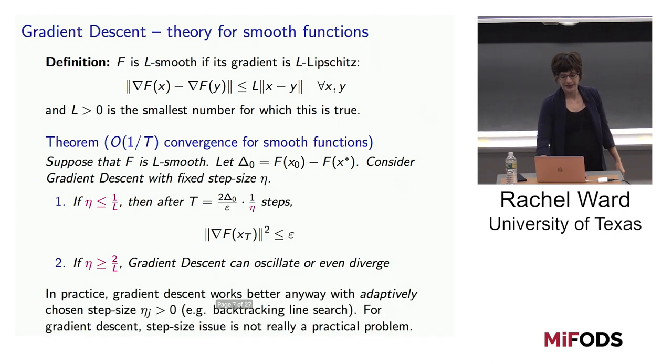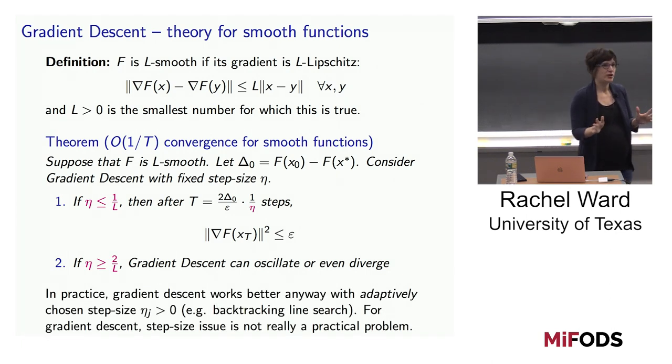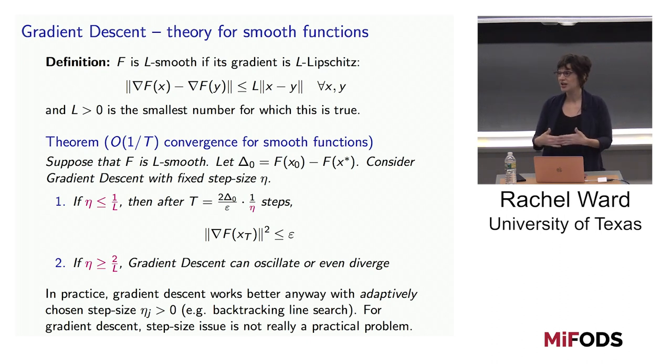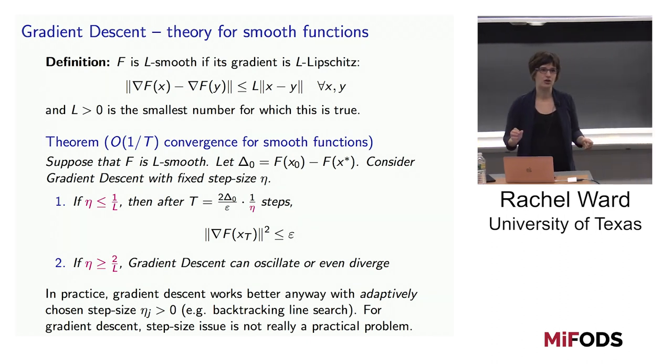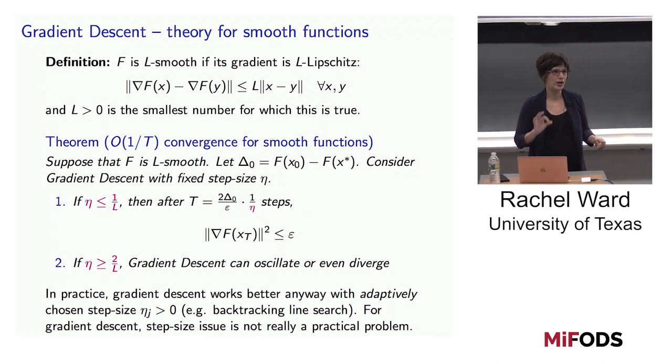Now, in practice, this is sort of a theoretical problem I'm talking about, because in practice, if you're running gradient descent, you're not going to use a fixed step size. It's much better to just choose a step size that's adaptively chosen at each iteration by, say, a backtracking line search. And line search has theoretical justification. It works very well, and this is what people do in practice if you're going to implement gradient descent. So the question of a step size in gradient descent is sort of a theoretical question, not so important in practice.